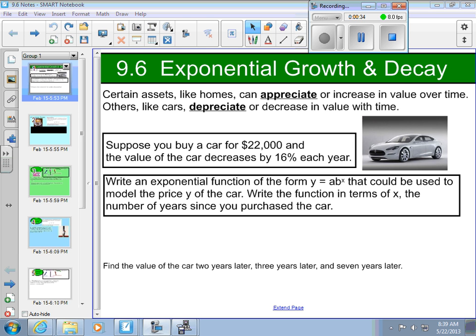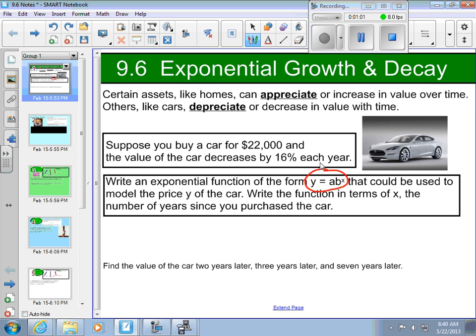Suppose you buy a car for $22,000 and the value of the car decreases by 16% each year. Write an exponential function in the form y equals a times b to the x power, the same type of general exponential equation we had before, that could be used to model the price y of the car. Write a function in terms of x, the number of years since you purchased the car.